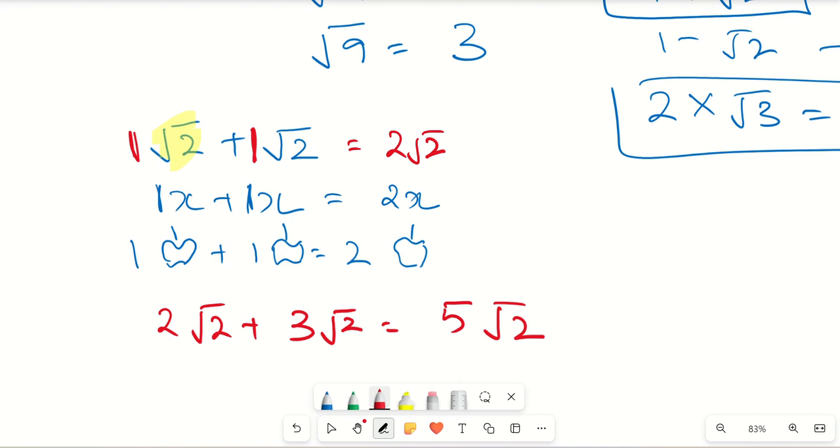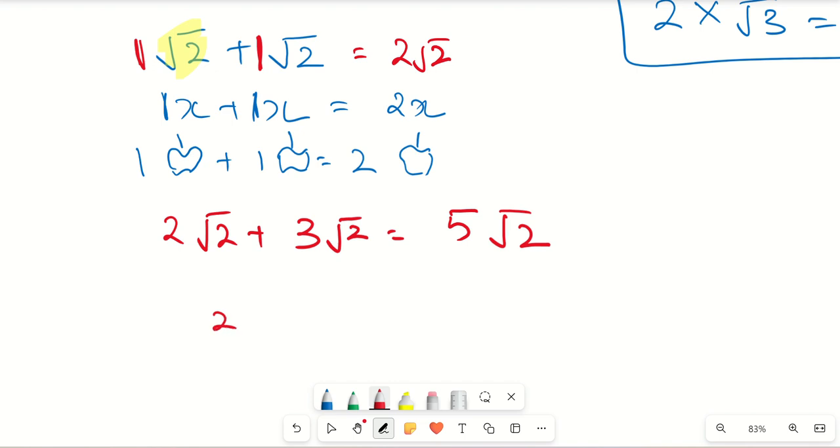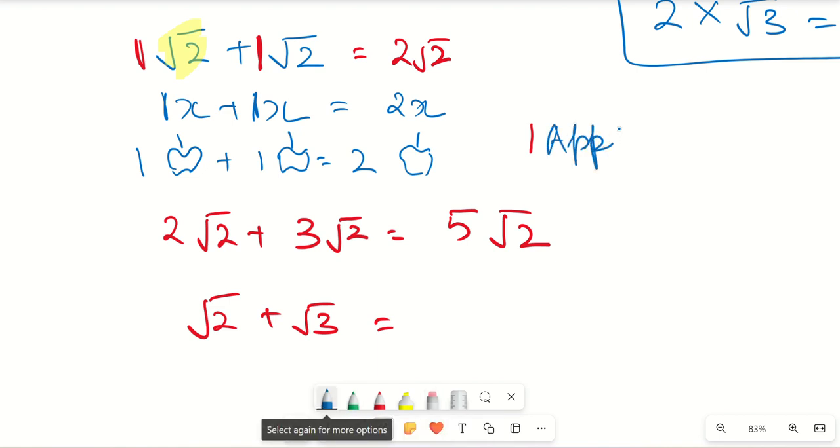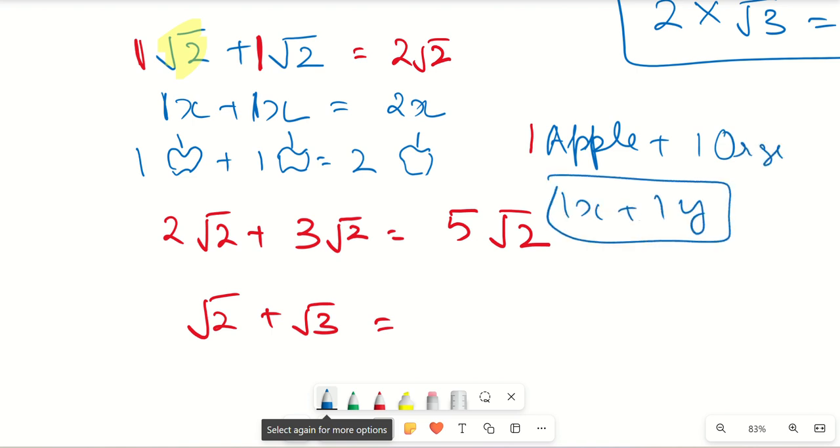Now here I was adding root 2 with root 2, so I was able to add it. What about this, if I'm adding root 2 plus root 3? If I have one apple plus one orange, will I add them? No, I will simply leave it like that only. I won't add, I will keep it separate: one apple plus one orange. Or if I have one x plus one y, can I add it? No, I can't add it. I will leave it as it is. So this is nothing but root 2 plus root 3 only. This is the simplified form. I can't add it further.